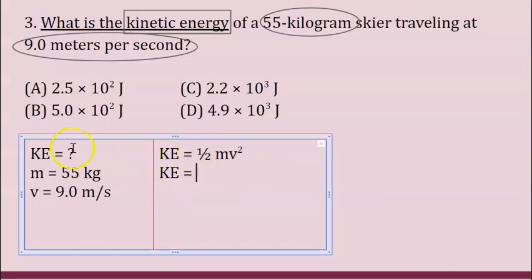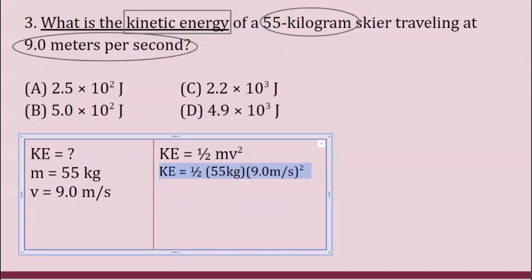I'm copying down KE since that's my question mark, making sure I copy down the 1/2, and then the mass is 55 kilograms, velocity is 9.0 meters per second. This is a multiple choice question, so you don't actually have to show your work.